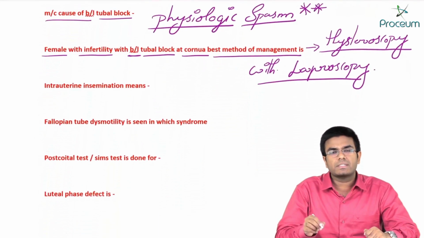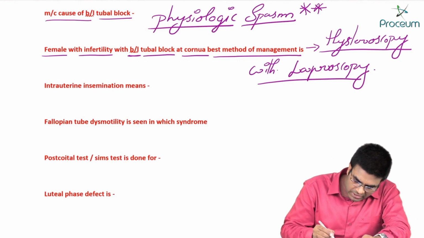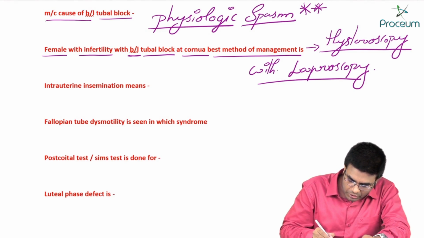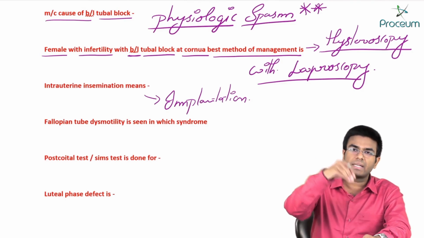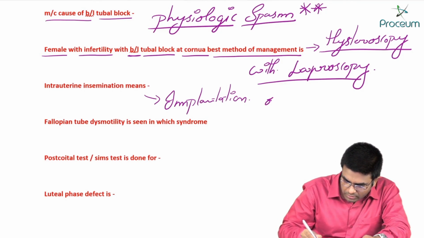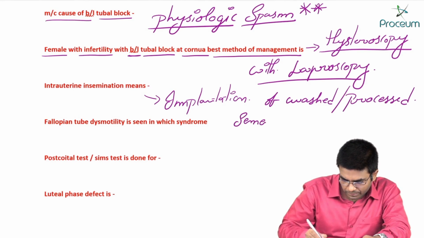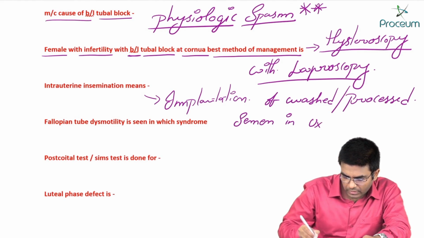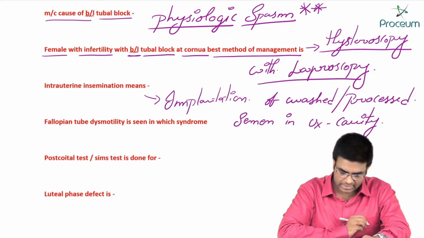Now, intrauterine insemination means, so in the uterus we are inseminating. Intrauterine insemination means implantation of, that is, we are implanting the semen. Which semen? Implantation of washed, processed semen in the uterine cavity. Okay, this is intrauterine insemination.